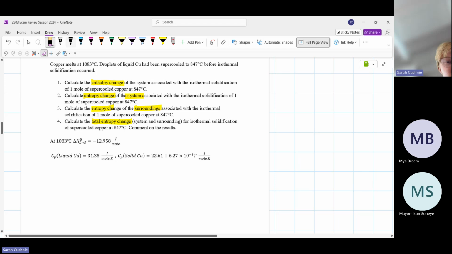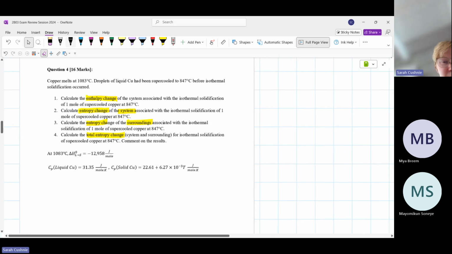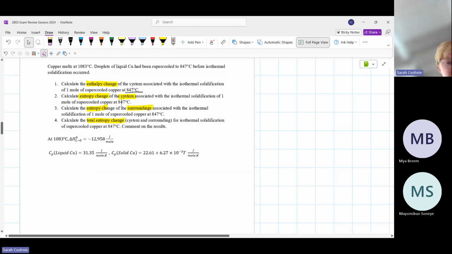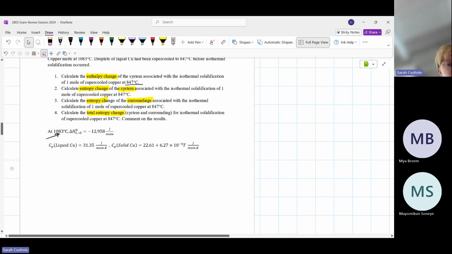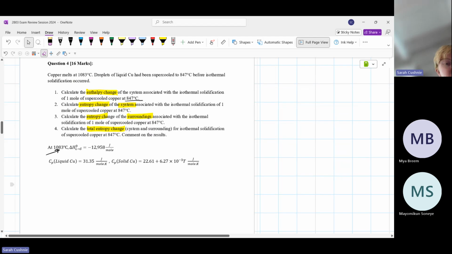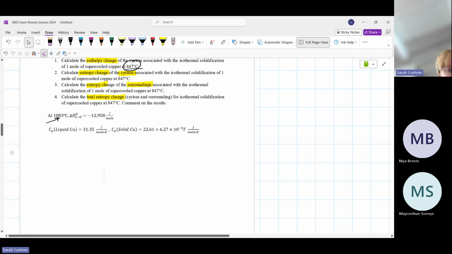So we can start by drawing this. We're staying at 847 degrees C, but we have this value right here at 1083 degrees C. So we need to find a way to calculate the enthalpy change at this temperature when we're given the values for this temperature. So I'm going to start by drawing it out.